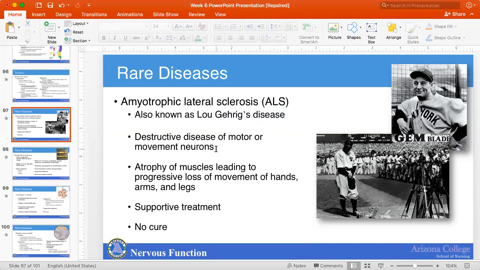What ends up happening is that these people lose the ability over time to move their limbs and appendages. Then it gets to the point where the motor neurons to their diaphragm and breathing muscles start to go as well. So eventually, it's a disorder that when someone is diagnosed with it, it is 100% fatal. It's really just about supportive treatment and preparing them over time with equipment and things that they'll need until, unfortunately, they pass away from it.